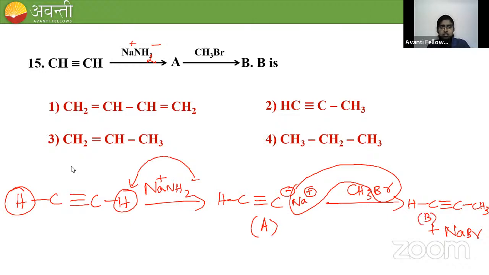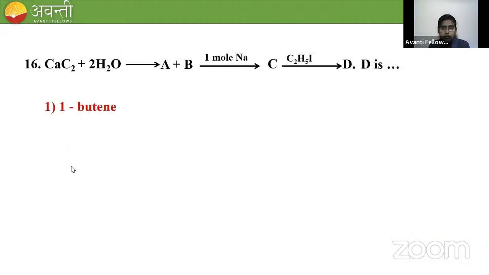So in which option can you find this compound B? It is in option 2. It is given in option 2. Okay. I think we can discuss one more question also. So I'll give you the question.